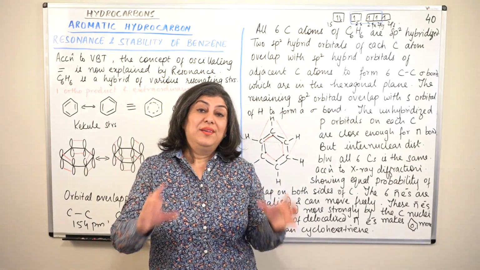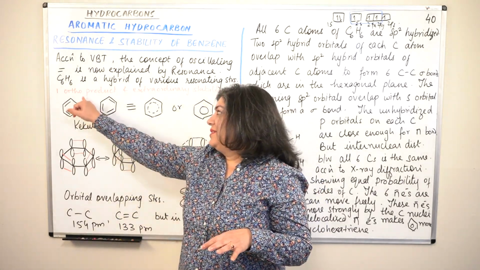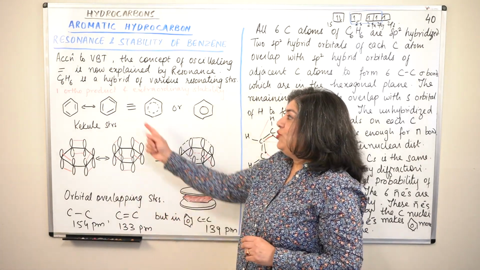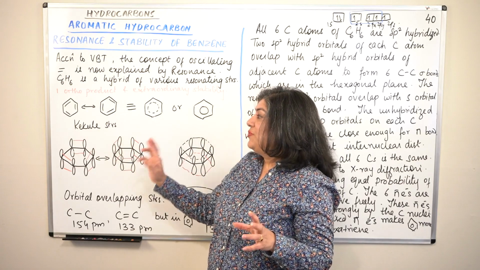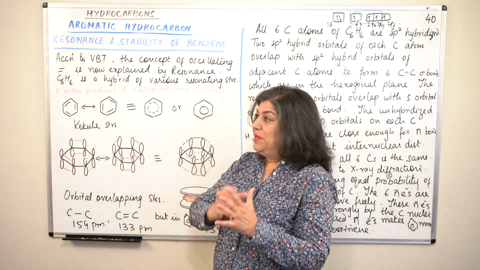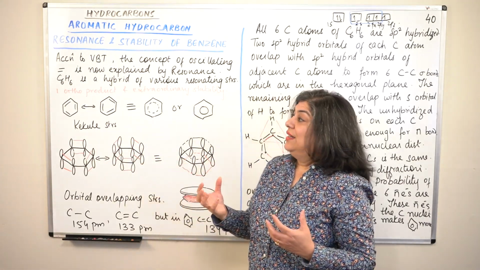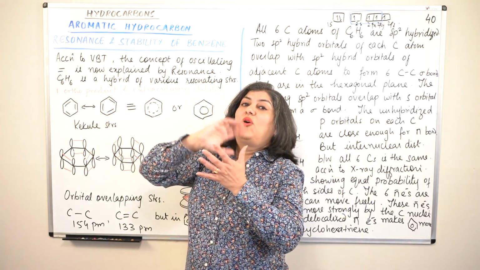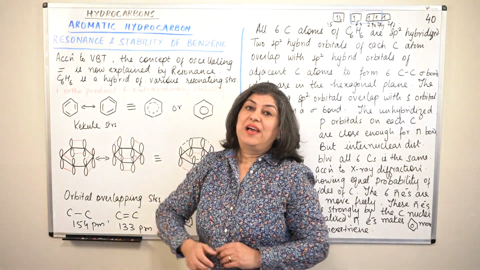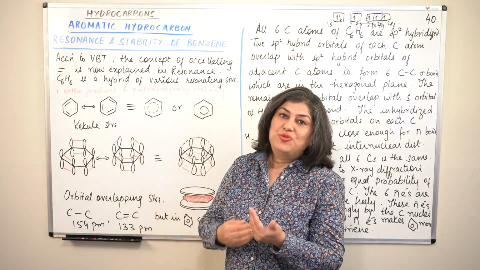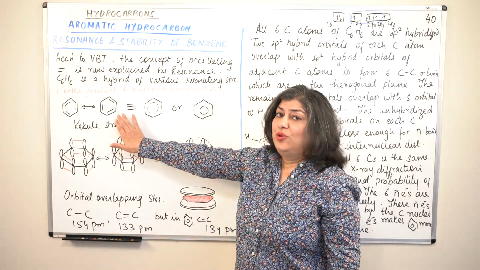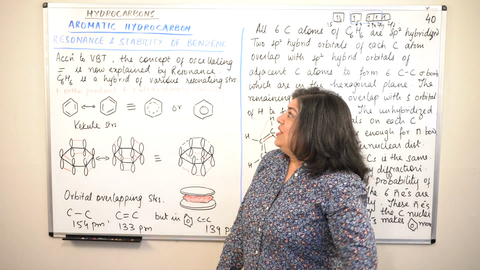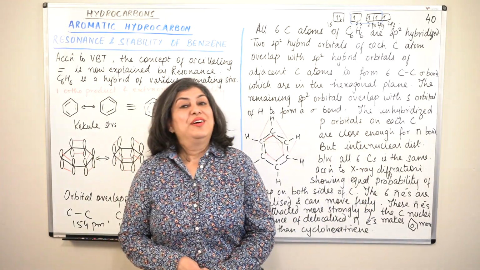And that is why, due to resonance, you have the same bond length, therefore you get the same ortho product. Due to resonance, there is more attraction between the carbons and all the electrons, therefore you do not have addition reactions, you have substitution reactions in benzene. It does not show addition reactions like in unsaturated hydrocarbons. So this was resonance and the stability of benzene.